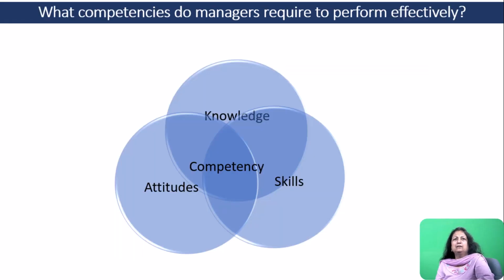Moving ahead, what competencies do managers require to perform effectively? One of the things is that competency is a function of knowledge, skills, and attitude. That is, competency is a function of KSA. That means you have to have the knowledge, the information, maybe some theories, but then you have to perform well, you need to have skills too, and the right set of positive attitudes, in terms of really including everyone in your work, and so on and so forth.